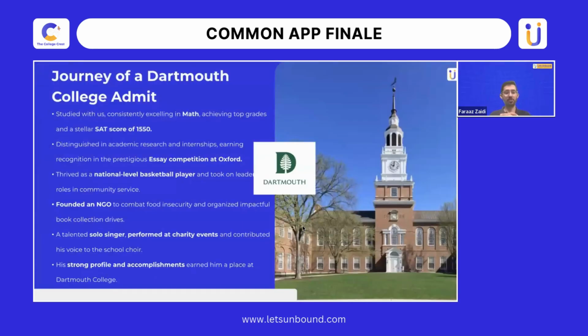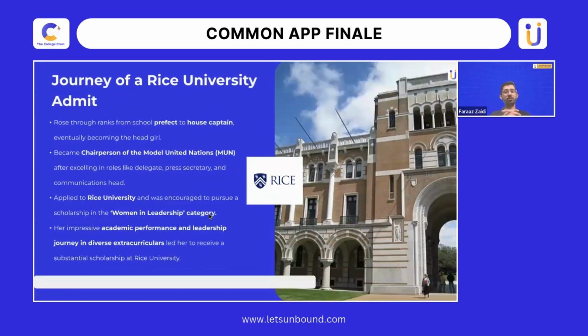This is just to give you a quick view of a student that journeyed through us and got admitted into Dartmouth, a strong SAT score being complemented with an essay competition, having an aspect within basketball as well. He has founded an NGO club and is a talented solo singer and has performed at charity events. Moving across to another example of a student that we got admitted into Rice University. Again, different kinds of activities, a complete profile and personality that you could typically look across at.